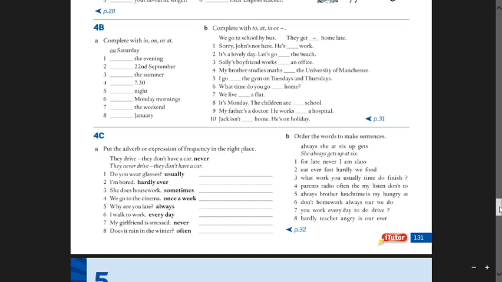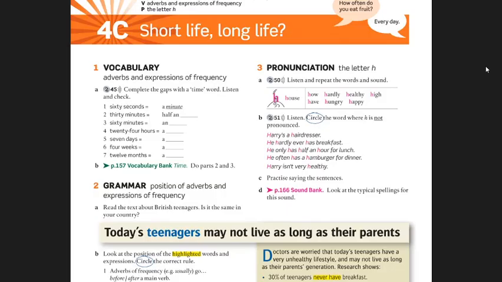And let's work with pronunciation. Listen and repeat the words and sounds. In this case, we're going to work with letter H, okay? So you have to listen and circle the word where H is non-pronounced, okay? So listen and circle the word where H is not pronounced, okay? That is what you have to do in the pronunciation part.